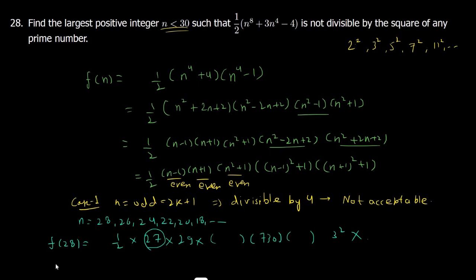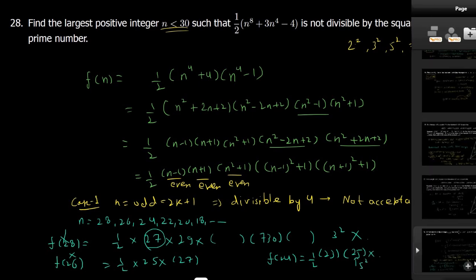Similarly, if you talk about f of 26, then this will become half of 25, which also contains 5 squared, and 26 + 1 is 27, which also contains 3 squared. So this is clearly out of the picture. 28 gone, 26 gone. Let's calculate f of 24. If you do f of 24, then you'll get half of 24 − 1 is 23, and 24 + 1 is 25. Again, this is 5 squared, so out of the picture. Let's keep going.